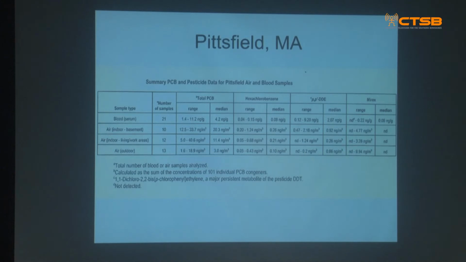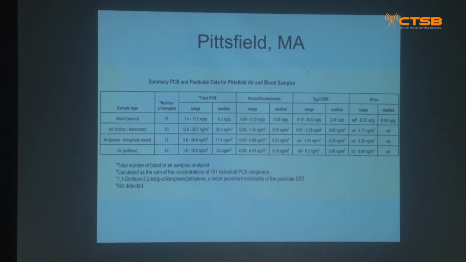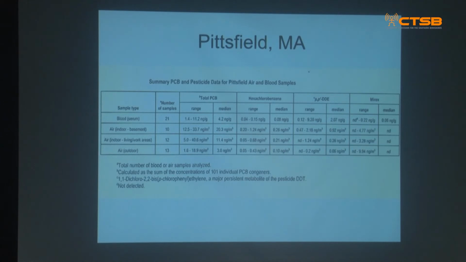And the outdoor air was 16. So pretty much like those that we measured around the Hudson River. The outdoor air was clearly very elevated, but what was really elevated was in the basement. Now, there weren't significant elevations of the pesticides that we didn't have any reason to believe that there would be. But there were slightly elevated concentrations in basement air as compared to living room air.